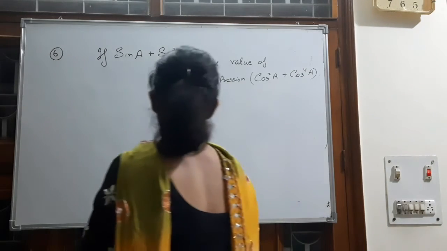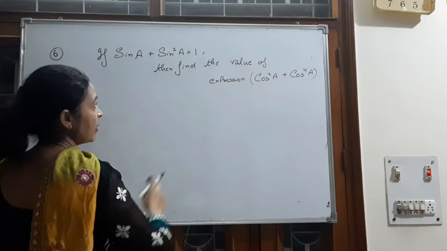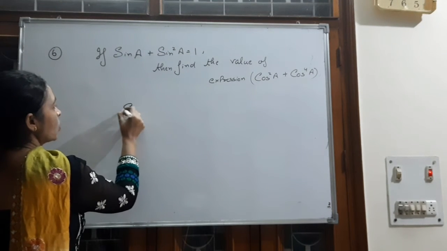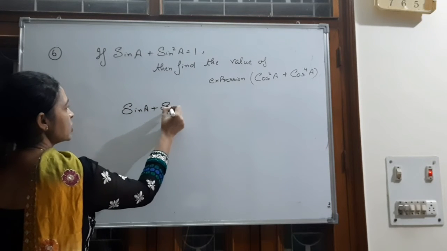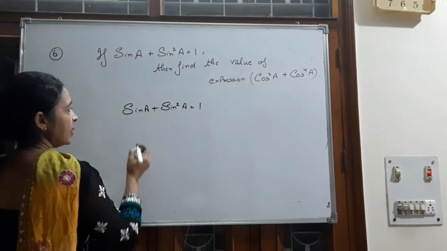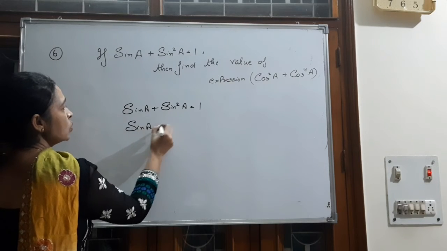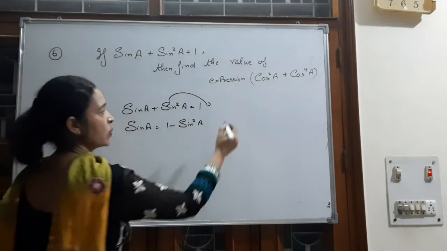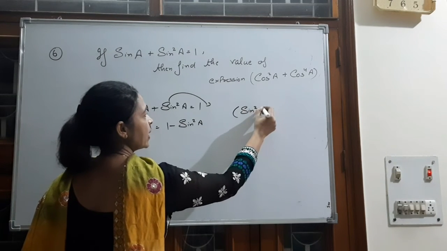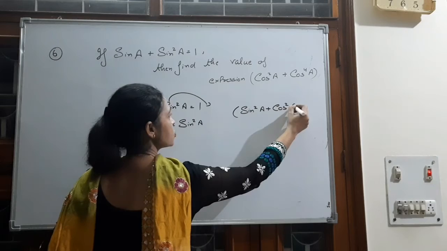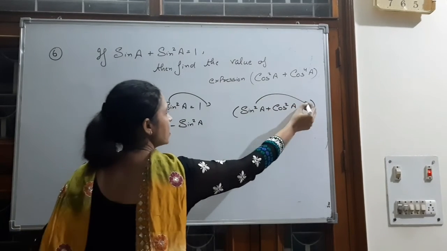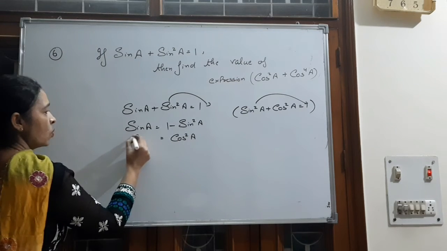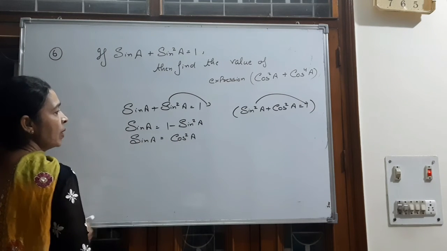If sin A plus sin square A equals 1, it is given. What we have to find is the value of cos square A plus cos 4A. Now, sin A plus sin square A equals 1. Sin A equals 1 minus sin square A. What is 1 minus sin square A? We have an identity: sin square A plus cos square A equals 1. So 1 minus sin square A will be equal to cos square A. Now sin A equals cos square A.